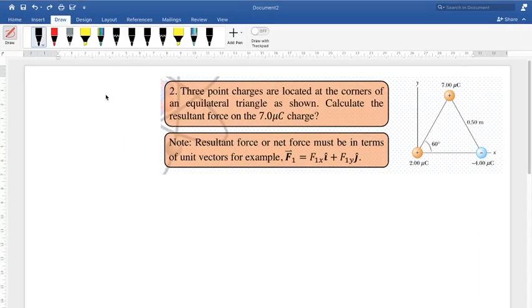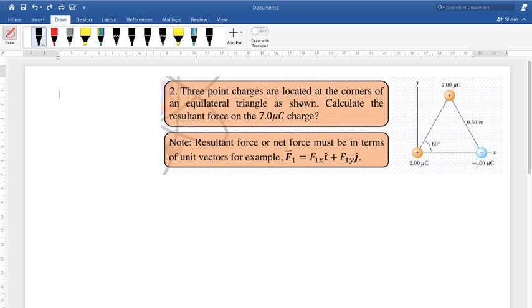Sample problem number 2. Three point charges are located at the corners of an equilateral triangle as shown. Calculate the resultant force on the 7 microcoulomb charge. Before answering this problem, just like what we did in sample problem number 1, take note that the resultant force must be in terms of unit vectors. For example, in a two-dimensional system, the force is in terms of F1x i hat plus F1y j hat. So the i hat and j hat are the unit vectors.